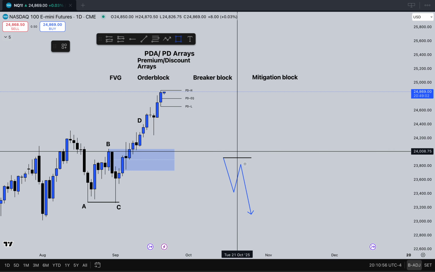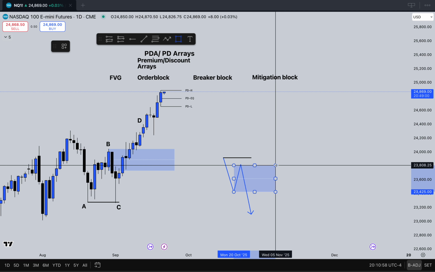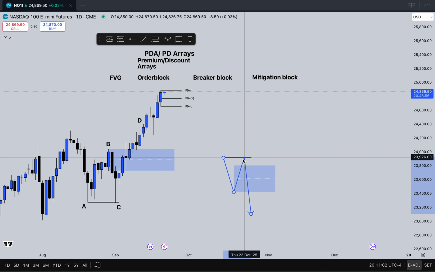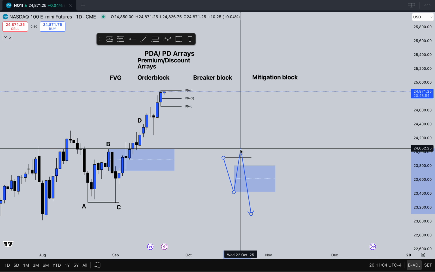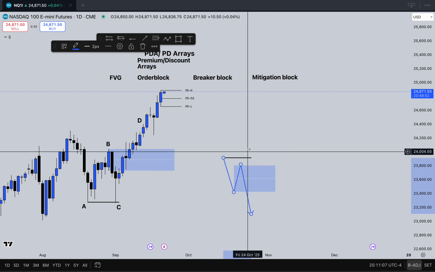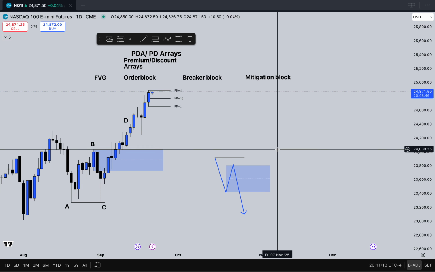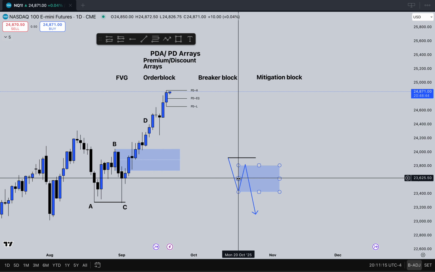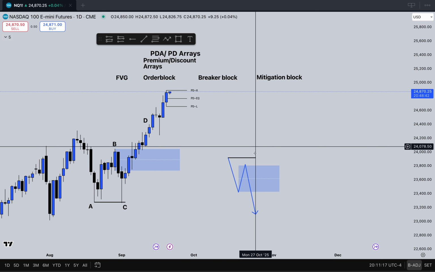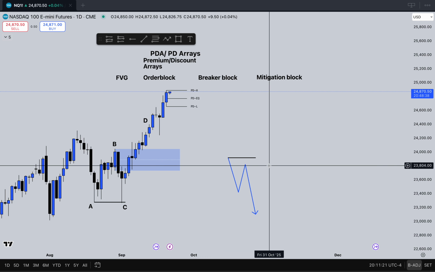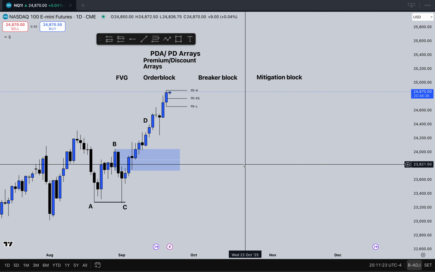Your mitigation block would just be here. That's all the difference. This would be a breaker, mitigation, breaker, mitigation. Now, in my opinion, it's overcomplicated, no need for another classification of a PD array, but this is the way that it's taught, and they are very similar. And most of the time, you will see a mitigation form after a breaker.